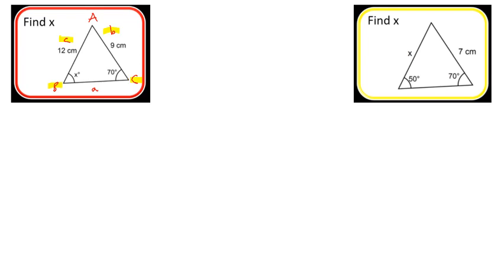Now, because I'm looking to find an angle, I use the version of the formula with the angle on top. So, sine B over B equals sine C over C. Sine x over 9 equals sine 70 over 12. After that, we've got sine x. We're trying to get it to x equals. So we multiply both sides by 9. When we multiply both sides by 9, I get this.